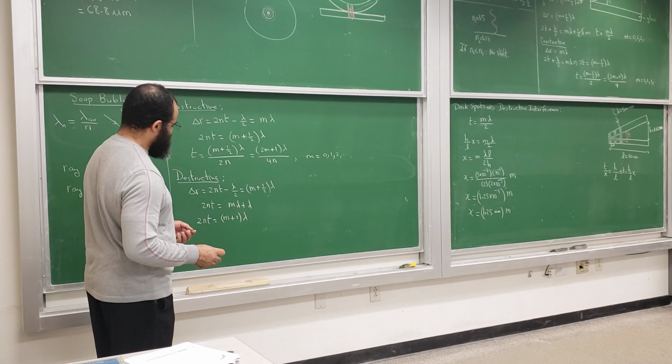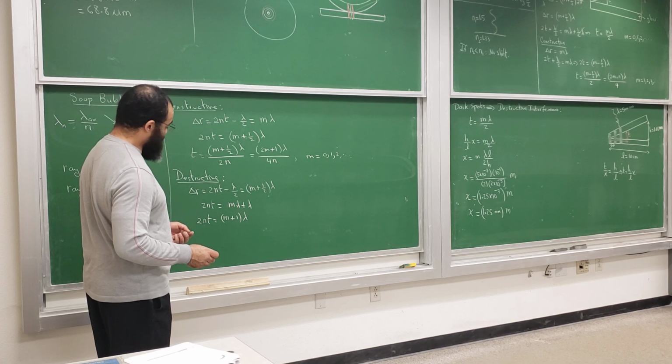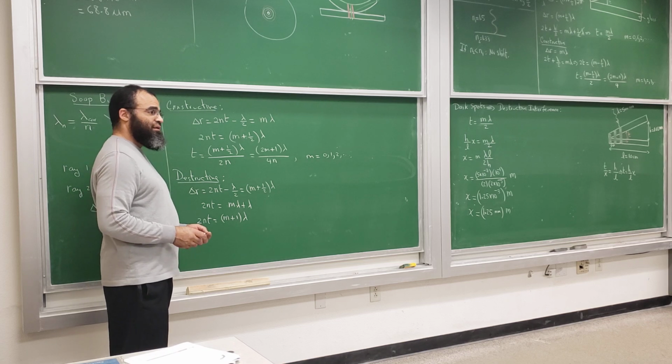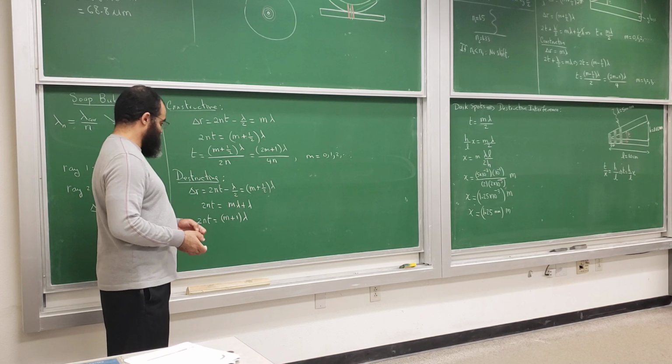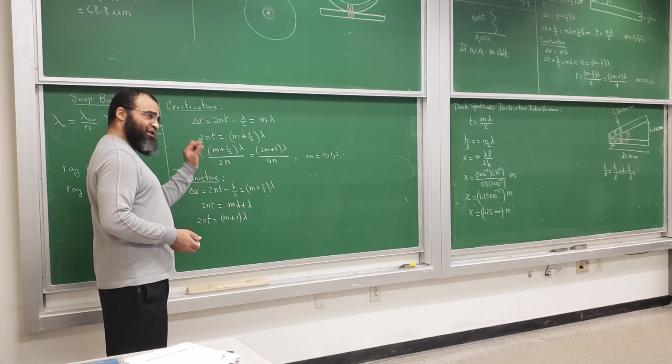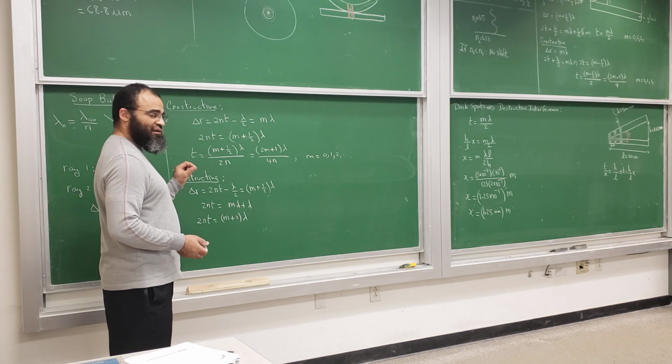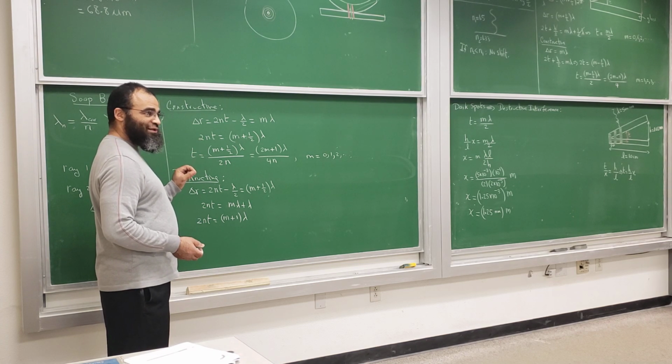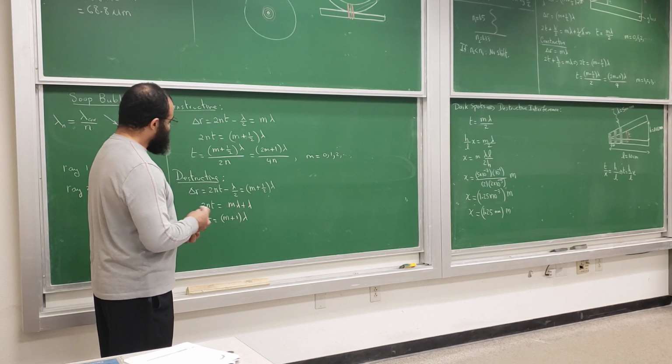So what can m be? It could be 0. Can it be -1? Why not? If m is -1, you get the thickness to be 0. Can the thickness be as thin as we like it? Yes, the thickness could be as thin as we like it.